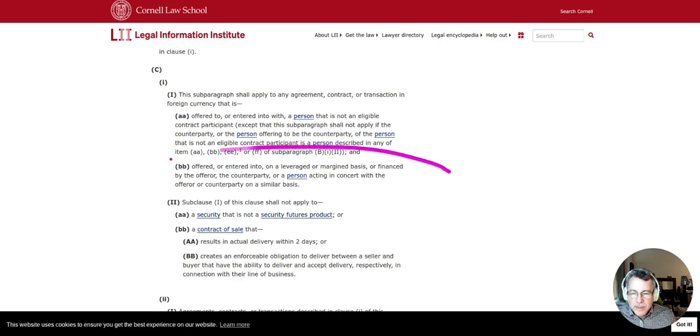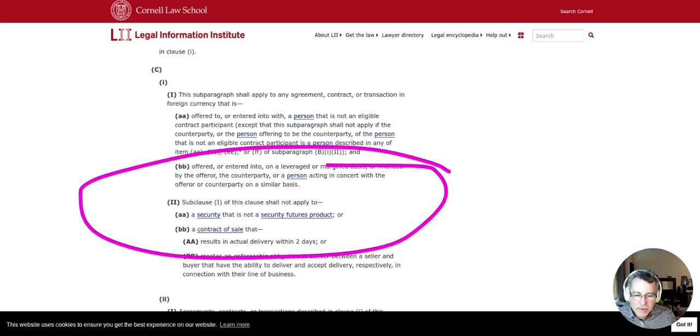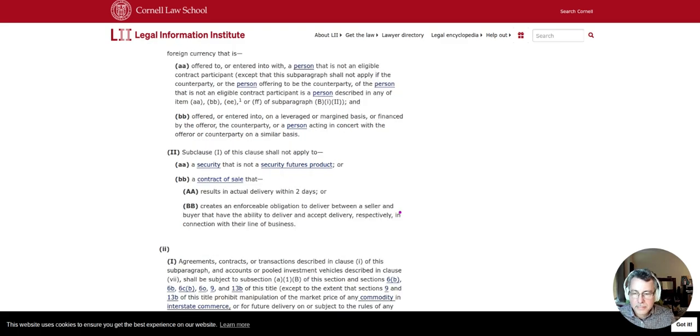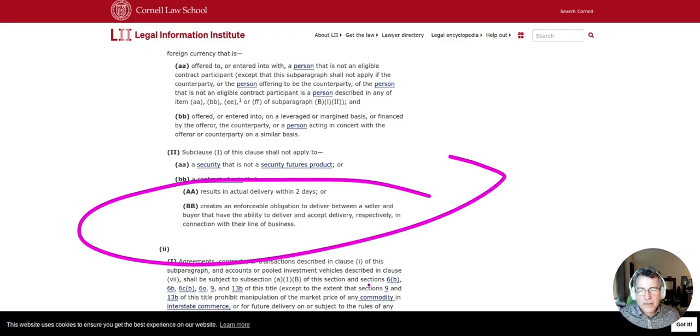So that's one thing. It broadened it so that it would cover not only futures and options, but everything that is leveraged or margined or financed by the offeror. And it has this little carve out also, which creates an enforceable obligation to deliver between a seller and a buyer that have the ability to accept delivery in connection with their own business. So what does that mean?